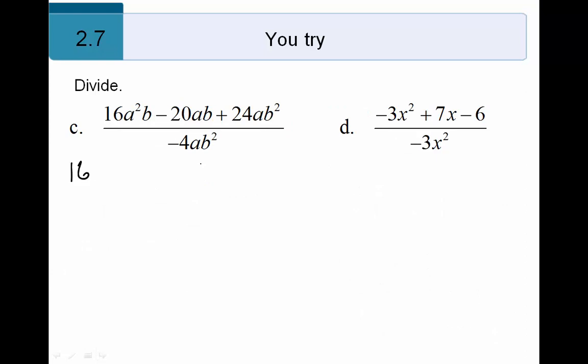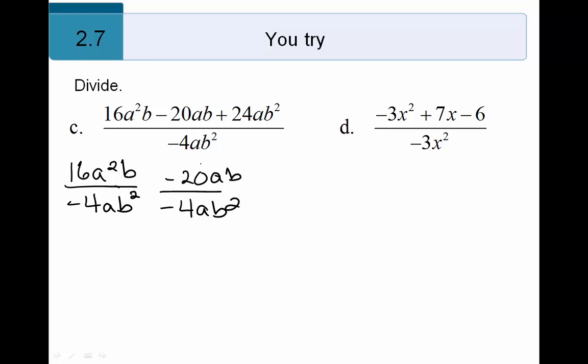We have 16a squared b divided by negative 4ab squared. We have negative 20ab divided by negative 4ab squared, and positive 24ab squared divided by negative 4ab squared.